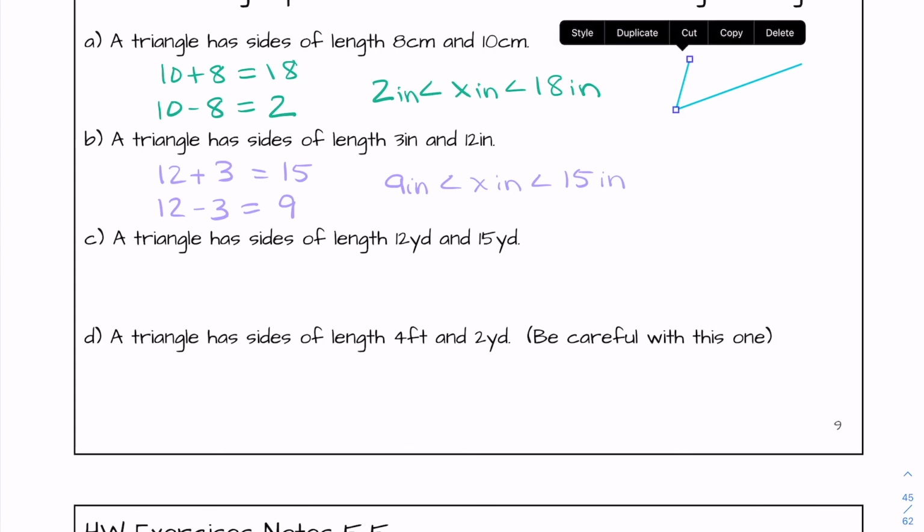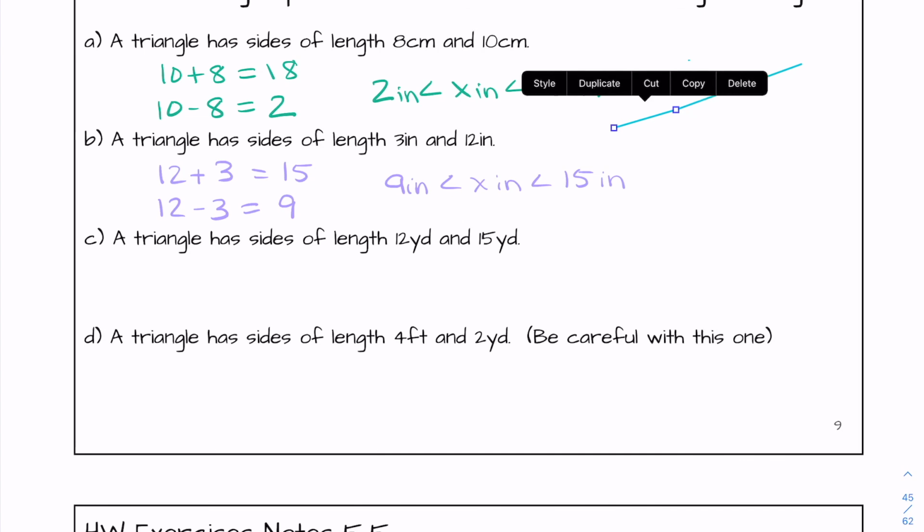In the same respect, you can't move this too much closer than that. So this is when you find the difference of your two sides. This is when you find the sum of your two sides. So that's your difference, that's your sum. If it gets to be exactly equal to it, it becomes a line. And if it becomes exactly equal to it this way, it also becomes a line. And so we're looking for a triangle, so it has to be a little bit greater than that and a little bit shorter than this. And that's what we're doing with these side lengths.